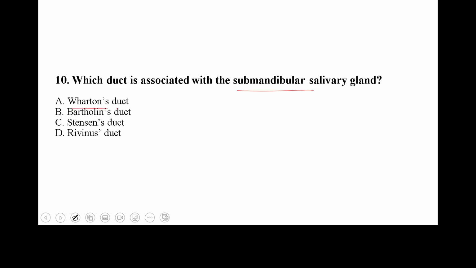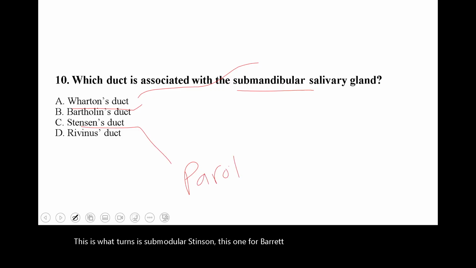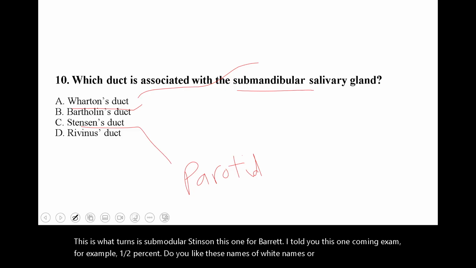This is Wharton's, the submandibular duct. Stensen's, this one is for the parotid. I told you this one comes in the exam, for example, 100%. They like these weird names. This is good for putting a question, right?